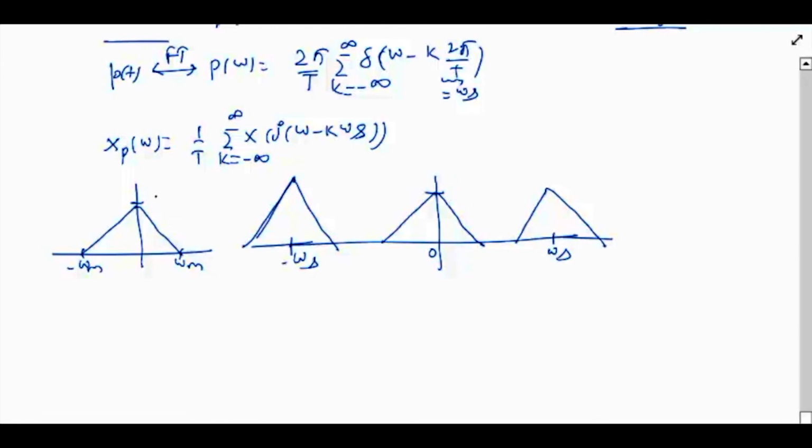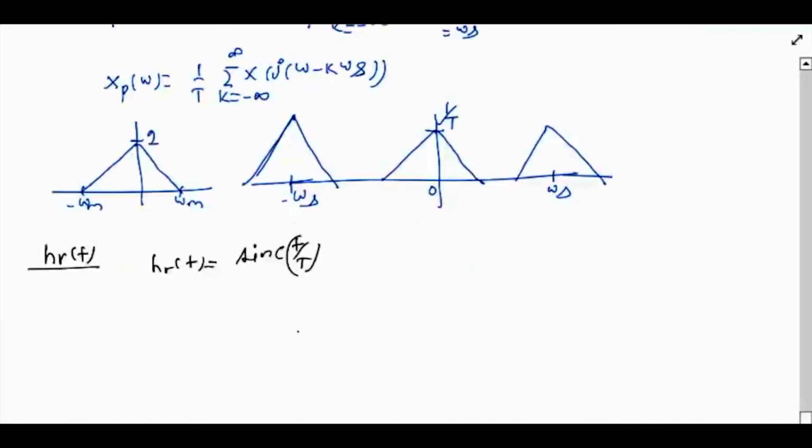And if the peak value of X(omega) was 1, the peak value of Xp(omega) will be 1 by T. Okay. Now let us shift focus to hR(t). Recall that hR(t) was sinc(t over capital T), and so its Fourier transform will be simply the pulse signal with width omega s. This peak value is T. This is my HR(omega).